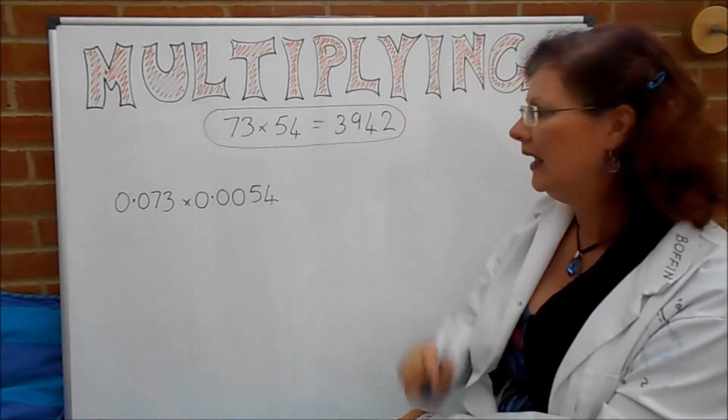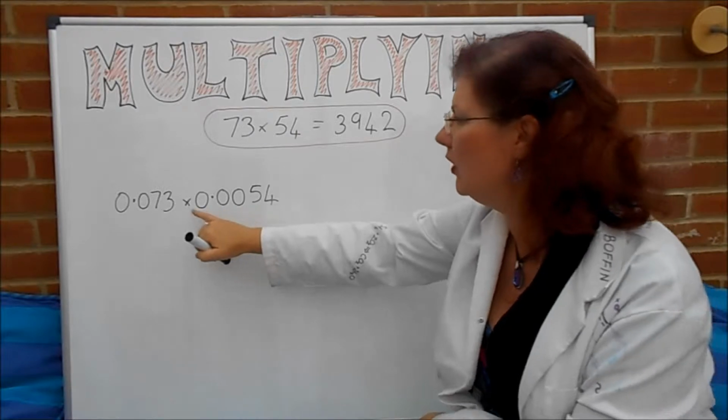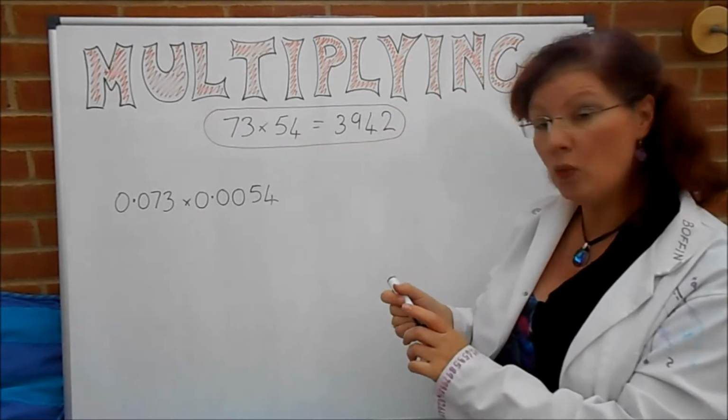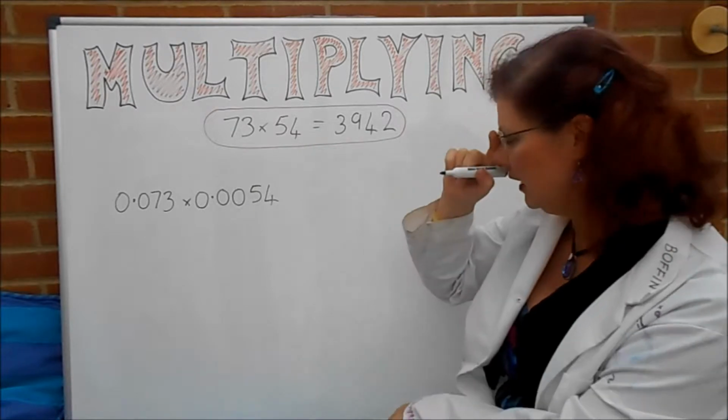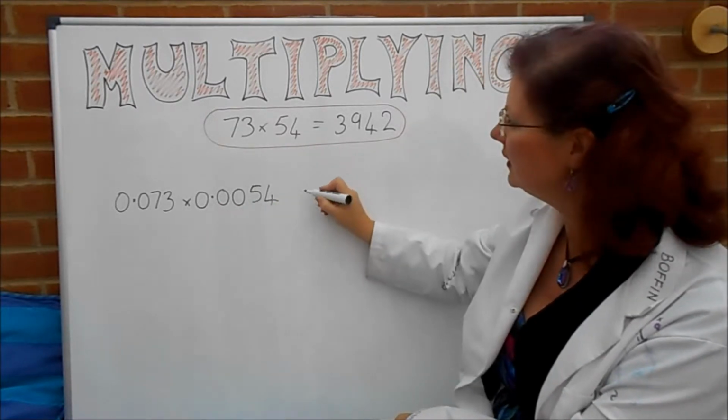Now, we can count up the number of decimal places in the question. 1, 2, 3, 4, 5, 6, 7, and we need that many in the answer. Okay, that's one way of doing it, and that is certainly a good way. So let's have a go at doing that. We need 7 decimal places in the answer.